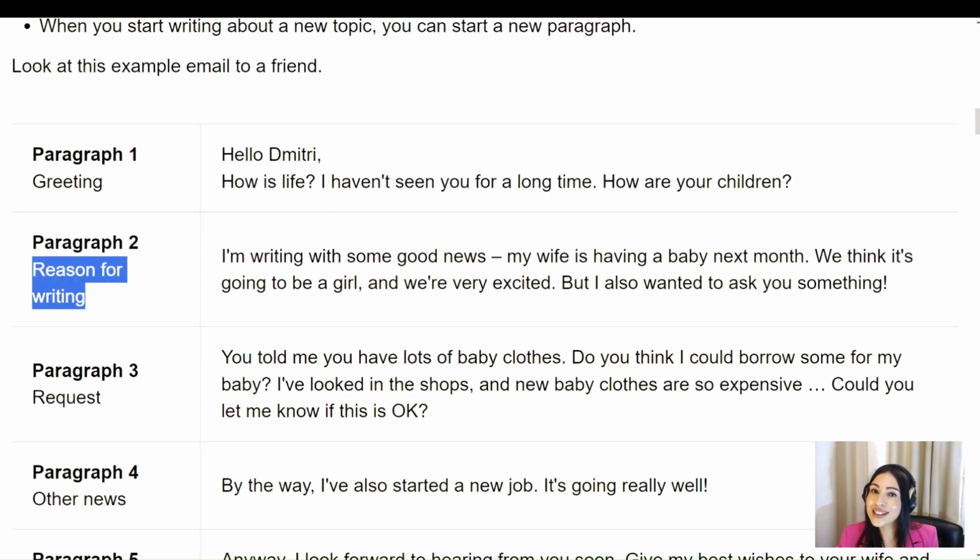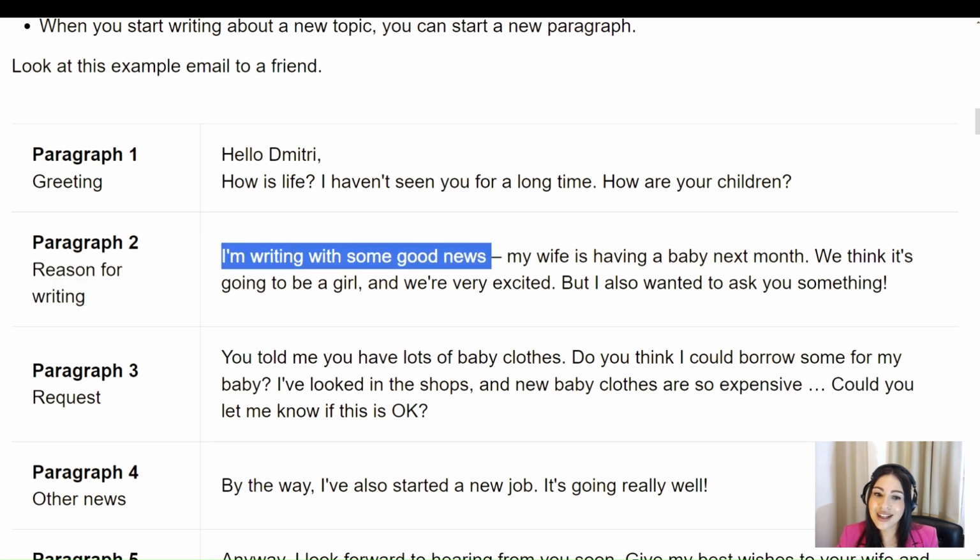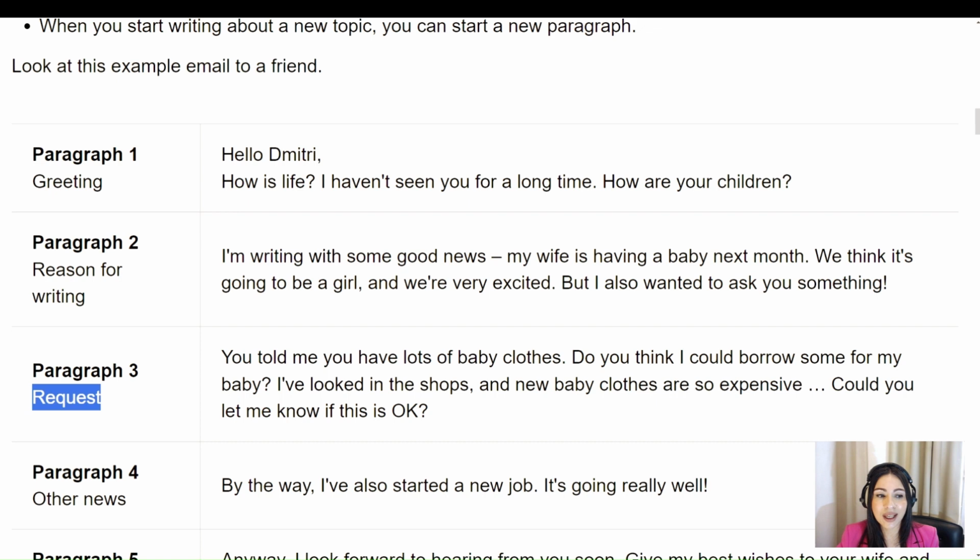Then comes the reason for writing. And here we go: I'm writing with some good news. And again, I'm writing with. Here we use the present continuous to explain the purpose of the email. Always state your purpose clearly at the beginning. Then next comes a paragraph with a request.